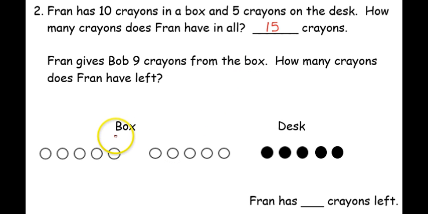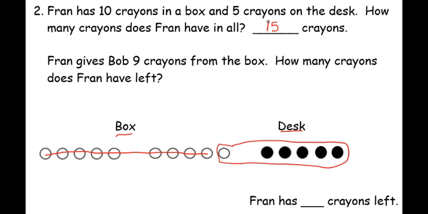So you can see our picture. We have the 10 crayons in the box and 5 crayons on the desk. And again, we'll start by crossing off the 9 crayons to show the crayons that Fran gave to Bob. So here's 5 and then 4 more. And my answer again is 1 more than what I started with in my ones column. I had 5 in my ones column. My answer is 6. So when I have that teen number and I subtract 9 from it, I get an answer that is 1 more than what was in my ones column.